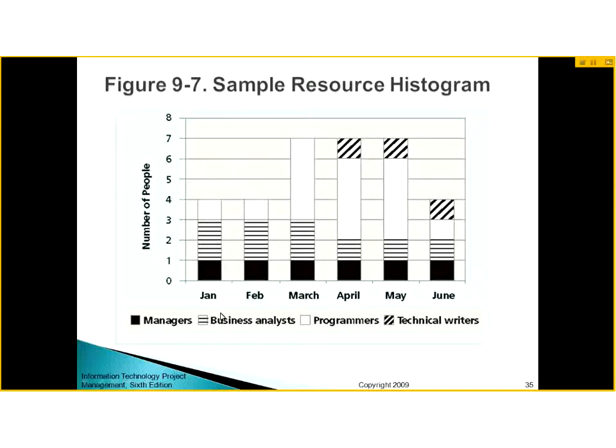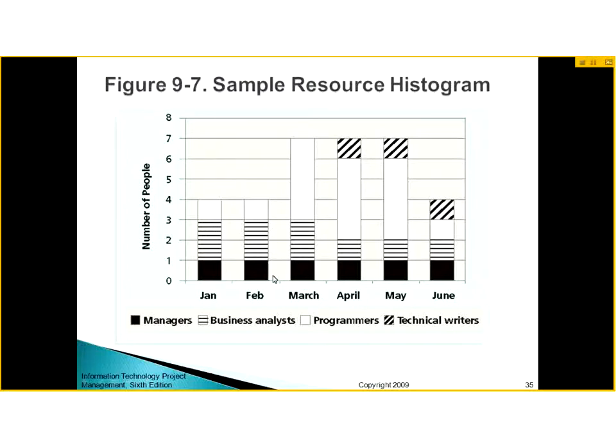This is showing the number of people, and this is showing the month. Or it can show even weeks as well. Now this is the month-wise structure. Now in January, the project will require 1 manager, 2 business analysts, and 1 programmer. And why is it so? Because this is the beginning of the project where you need to analyze things mostly.